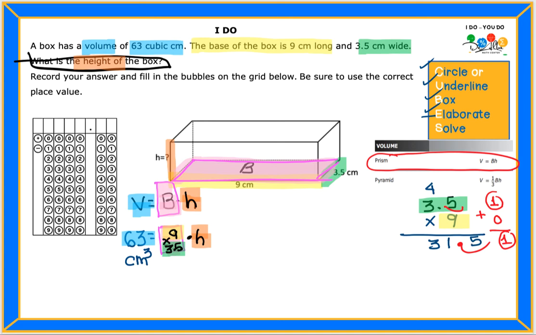And I'm going to copy my numbers again. The 63, I'm going to bring it down. And I know these are cubic centimeters, so I'm going to put the units on the side. Bring down the equal. Now I'm not going to write 9 times 3.5 because I already know this value, which is 31.5.